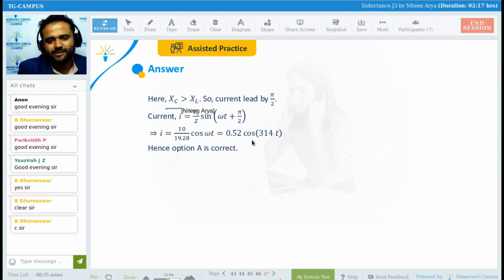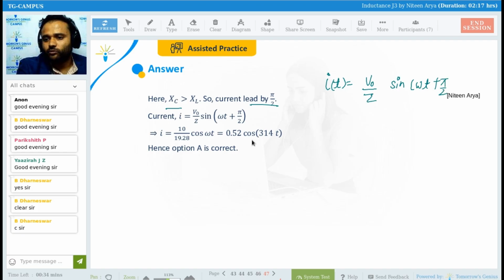Here XC is greater than XL, so current leads by pi by 2. Okay, and current equation, which is also dependent on time, we get V naught upon Z sine omega t plus pi by 2, and that is how we can find. If XL is greater than XC, then what is happening? Current is going to lag behind the voltage. I is going to be then V naught by Z.